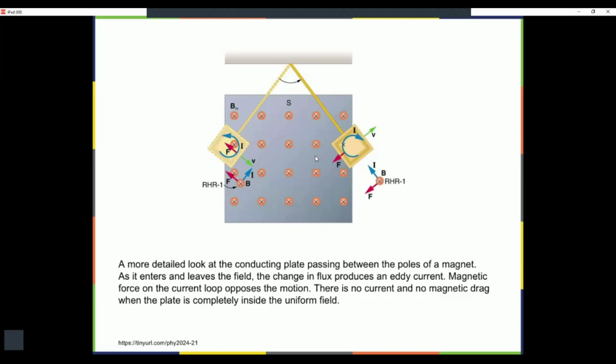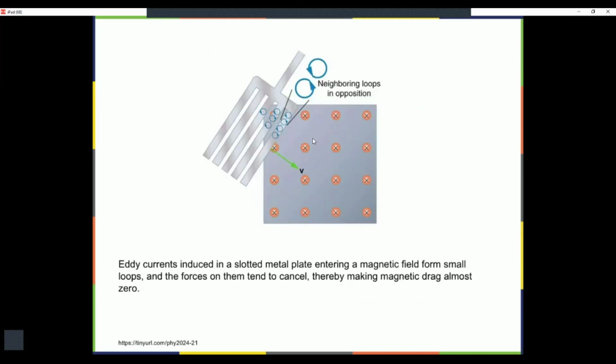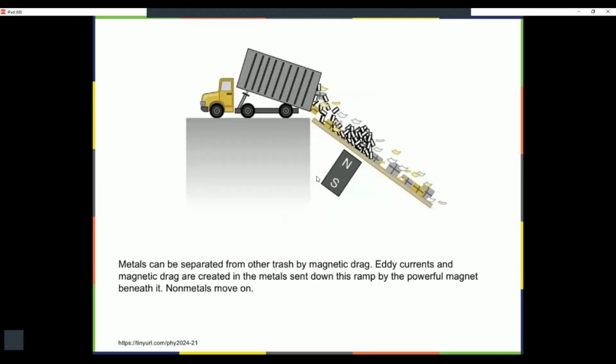And then to remove the damping factor, if you have openings there, the eddy currents here and here, the neighboring ones, will cancel out each other. You can see the current going in this direction and in that direction will cancel out. The forces will be in opposite directions, so they cancel out. That's how you get rid of the damping factor.